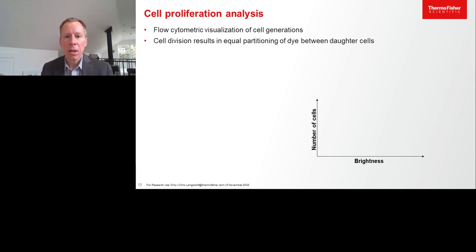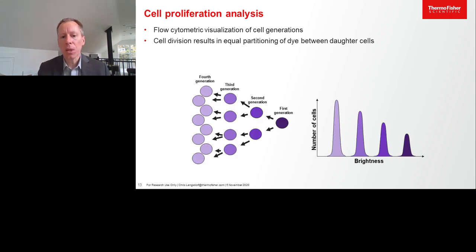One very common method uses a technique called dye dilution, in which we will label cells, and often this is used with T cells. We'll label cells with a very bright dye, which represents the brightest, farthest right peak on this schematic of a fluorescence histogram. Now, every time those T cells divide, half of the dye is passed to each daughter cell, and so we see an additional peak on our histogram that is half as bright as the parent peak.